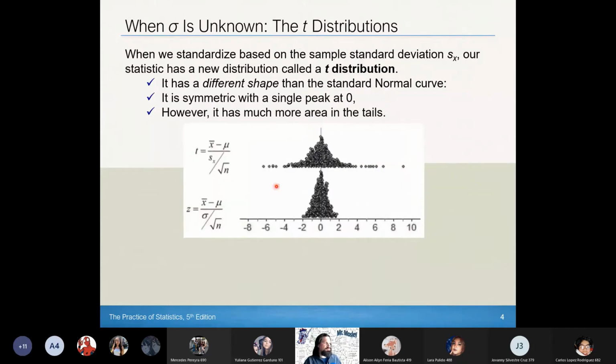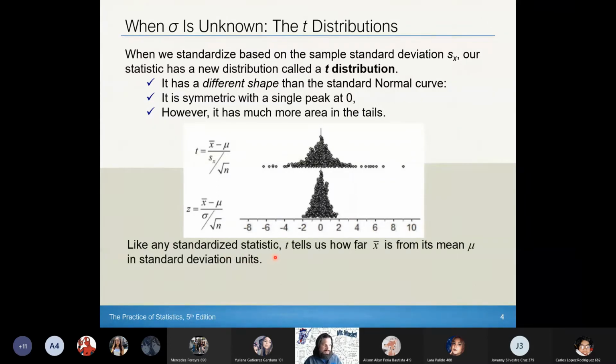Here's an example. We have our t-distribution of x bar minus mu divided by s sub x divided by square root of n. We get this much more spread out distribution, as opposed to a standardized score using a known standard deviation, right? And we get this much more condensed distribution.